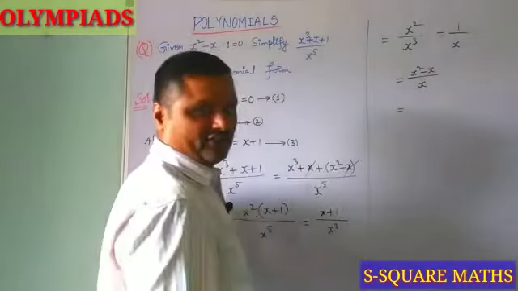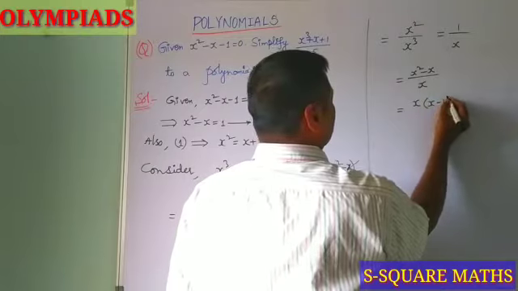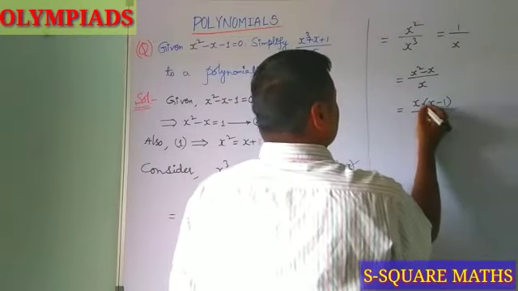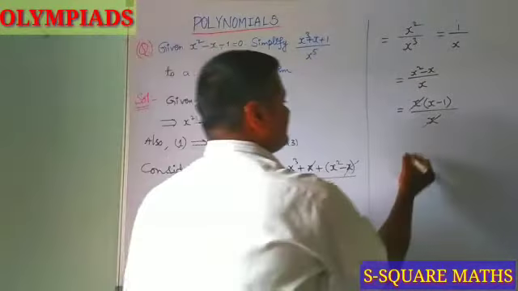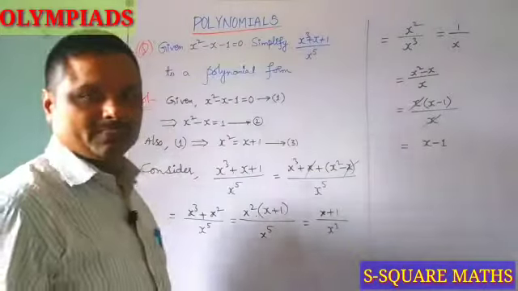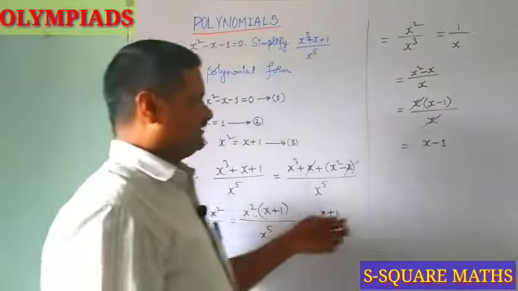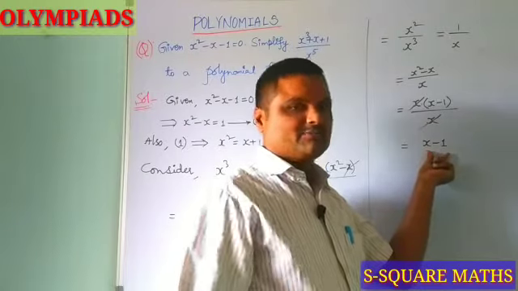So in the numerator you have two terms, again taking x as common. So x minus 1 by x. Since the operation is multiplication, x can get cancelled here. So left over is here x minus 1. If you observe carefully, x minus 1 is nothing but here 2 terms, and also it is a polynomial.